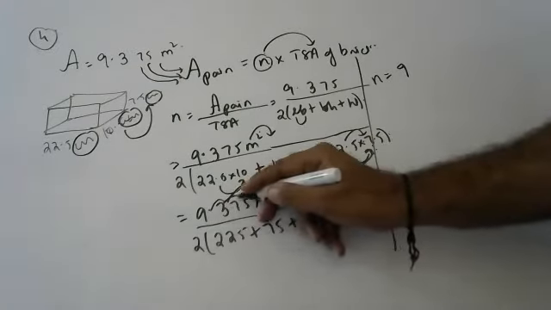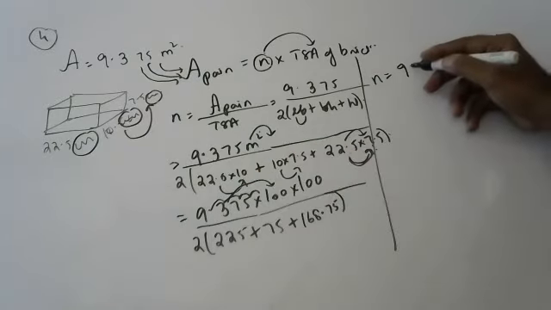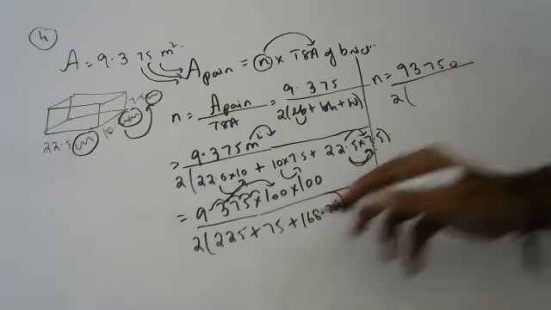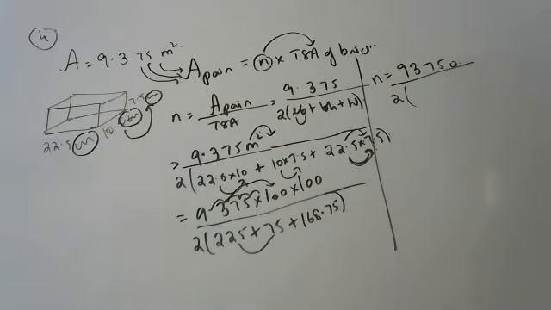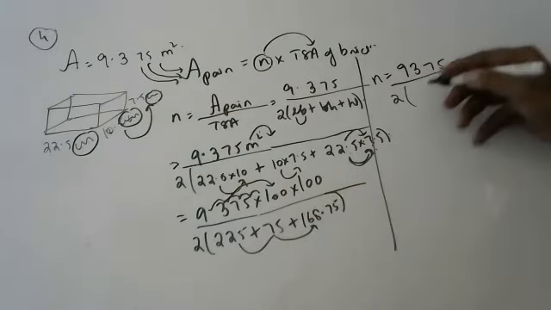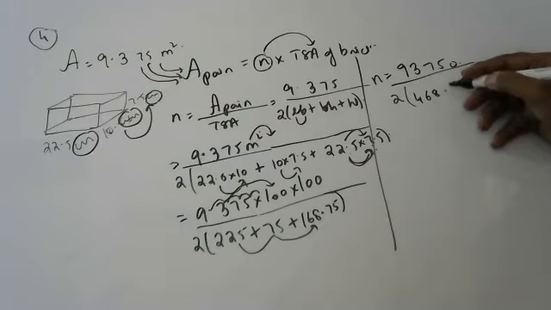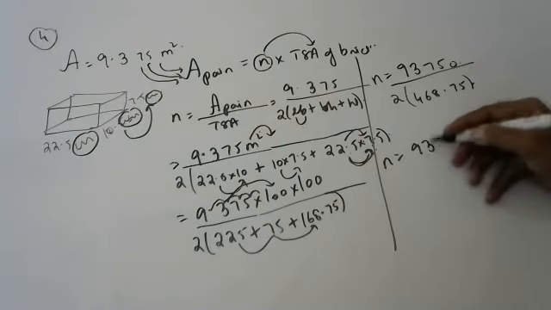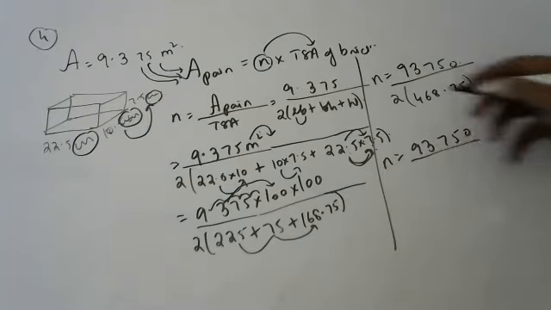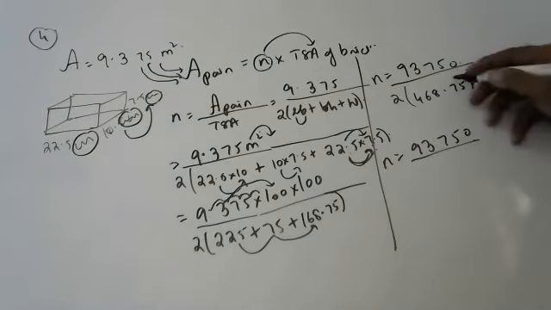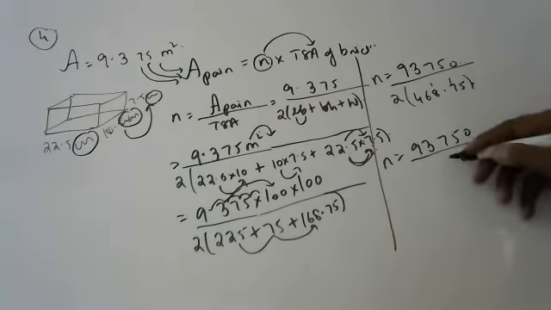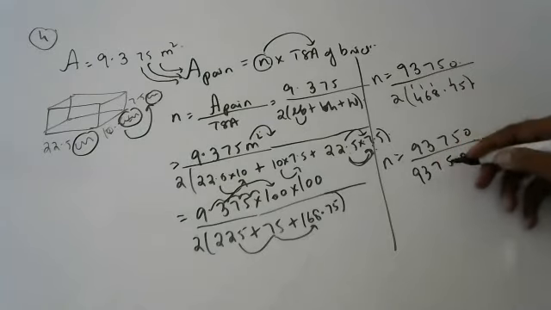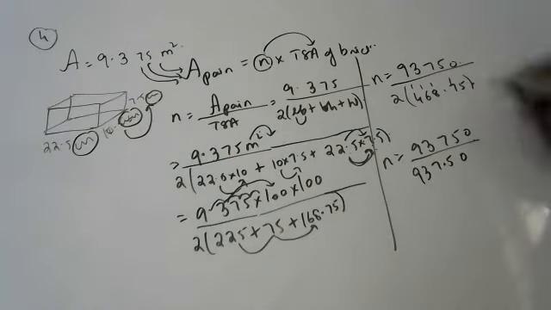Point will come 1, 2, 3, 4. So 93750 by 2 into 225 into 75 is how much, children? 300. 300 into 1.5 is how much? 468.75. Okay, children. So n is equal to 93750 by 2 into 468.75, children.